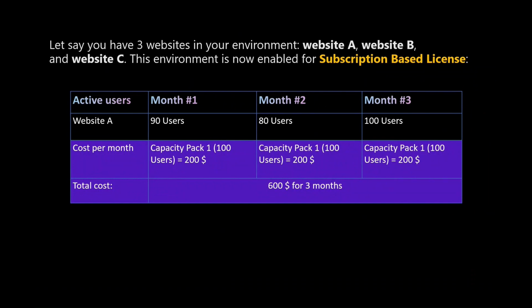OK, so now it's up to you to decide whether you go with the subscription based plan or the pay as you go plan. Now you can imagine 90 users are using it in the first month. If you go with the pay as you go plan, then it's 90 multiplied by 4, right? Because it was $4 per user per site per month. That means 90 multiplied by 4 is $360, right? But if you go with the subscription based plan, or if you purchase capacity pack 1, which contains 100 users, you have to pay only $200, right?